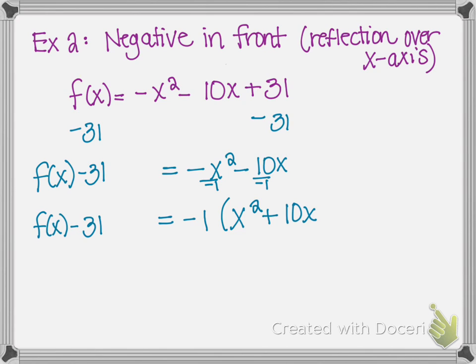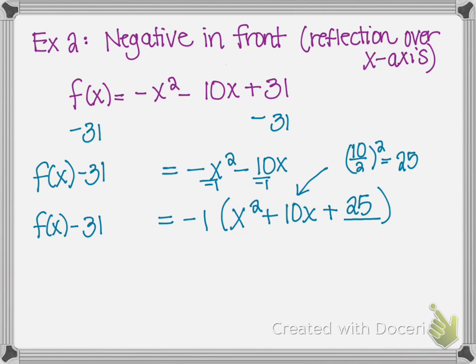So over here on this side, I still have that f of x minus 31. But now I'm going to figure out what I have to add to make this a perfect square. And remember, I'm just looking at only this part right here. I'm just saying, what would make that a perfect square? So in order to figure that out, I'm going to take the middle term, which is 10, divide it by 2, and square what I get. So 10 divided by 2 is 5, and 5 squared is 25.